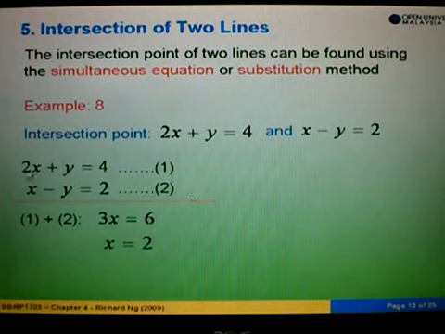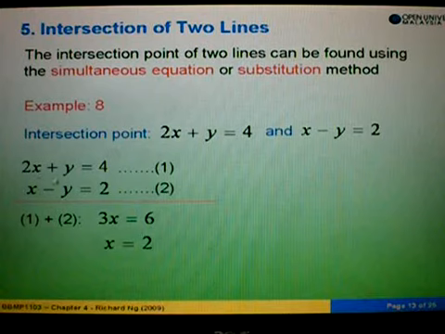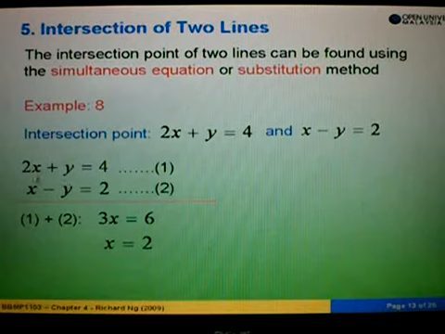So what we need to do is to look at the variable x and variable y to see if we can get rid of any of these two variables. So in this case, we see that the 2x and x is different, but y and y is the same. Right? In order to get rid of y, what we need to do is take equation 1 plus equation 2. Okay? We add these two equations.